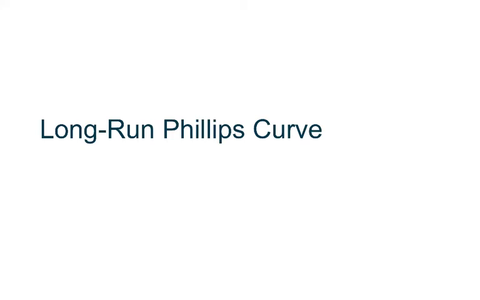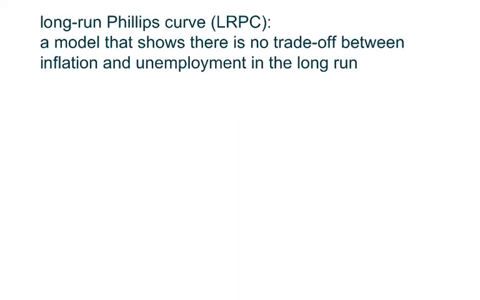Hey guys, it's Mr. Schmidt here, and in this video we're going to look at the long run Phillips curve. The definition of the long run Phillips curve, or LRPC, is that it's a model that shows in the long run there is no trade-off between inflation and unemployment. Now the question is, why is that the case? And then how do we draw the long run Phillips curve, and how do we manipulate it?